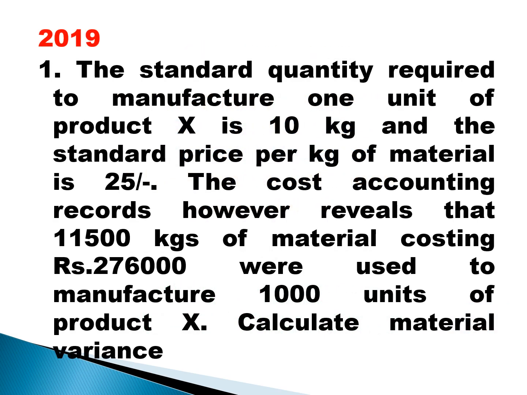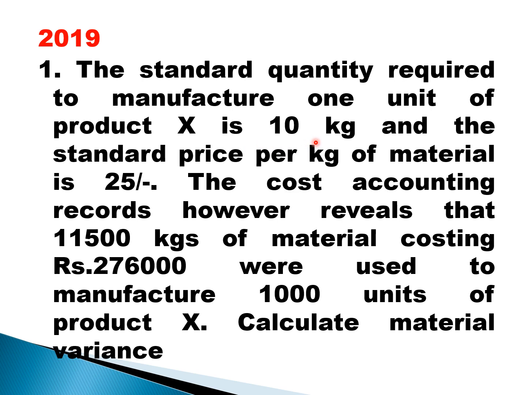The standard quantity required to manufacture 1 unit of product X is 10 kg and the standard price per kg of material is 25 rupees. The cost accounting records, however, reveal that 11,500 kgs of material costing rupees 2,76,000 were used to manufacture 1,000 units of product X. Calculate material variance.